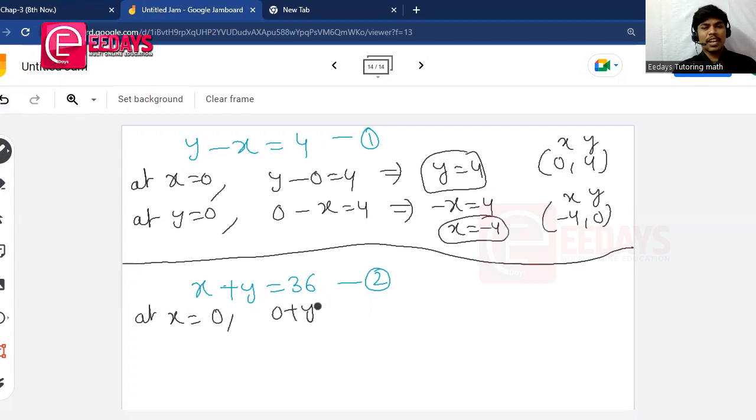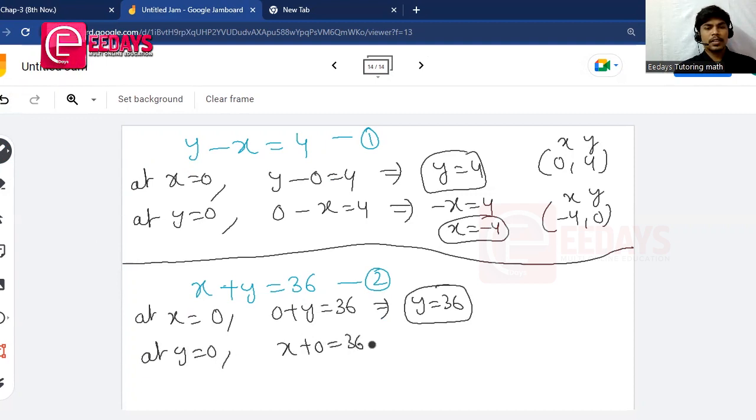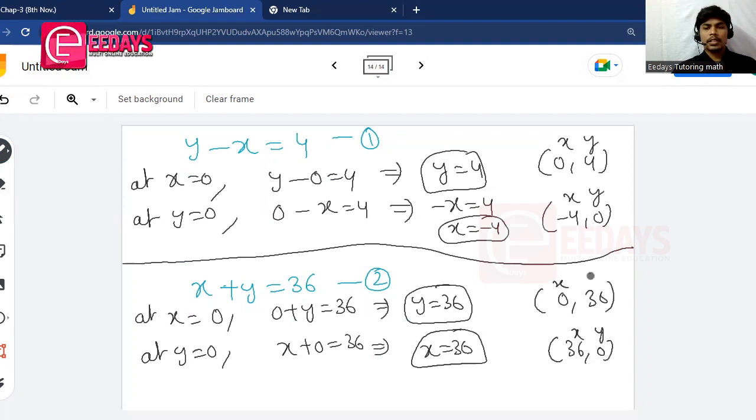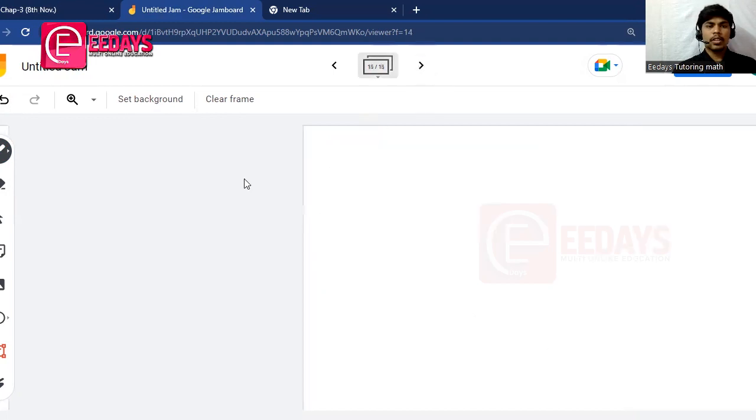Because we are aware of x is equal to 0 and everything. So y is equal to 36. At y is equal to 0, obviously x is equal to 36. Now the new points are 0 comma 36 and 36 comma 0, that is x comma y. All right, now let's draw the graph.